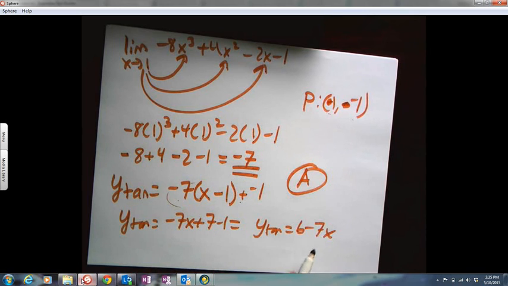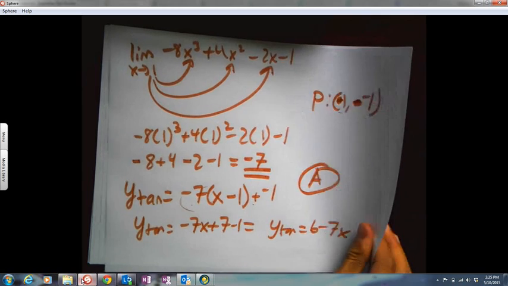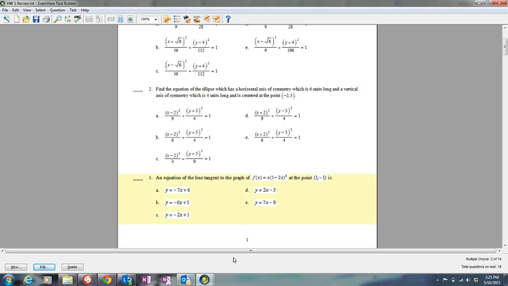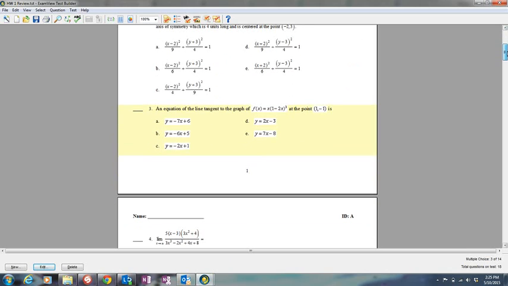Now I'll work another pre-cal problem. So this was number 3. And I believe the next problem was number 7. Okay, let me come down here. So right here we are, number 7.